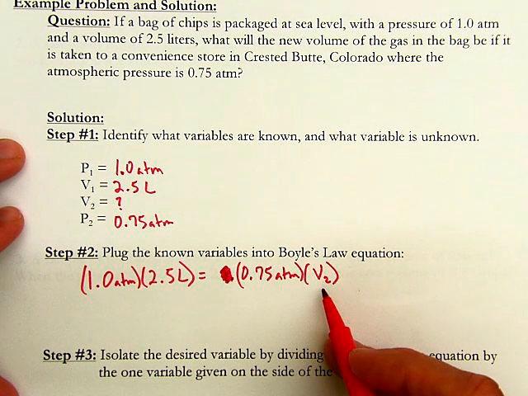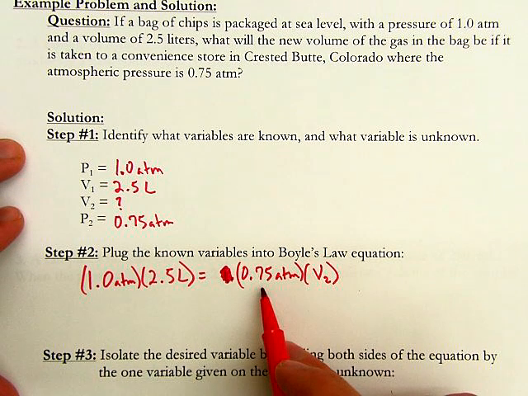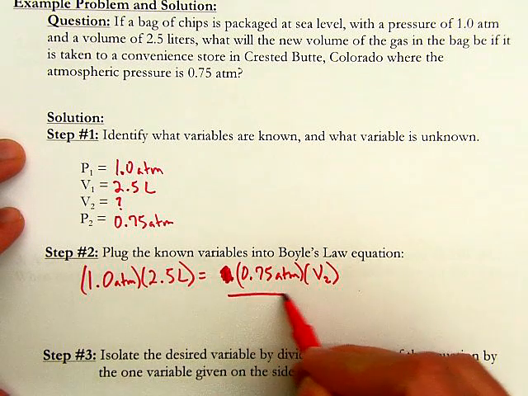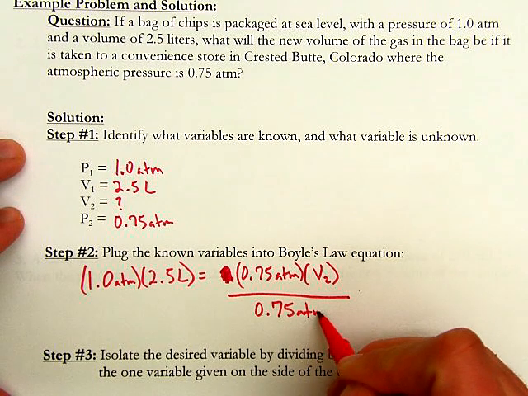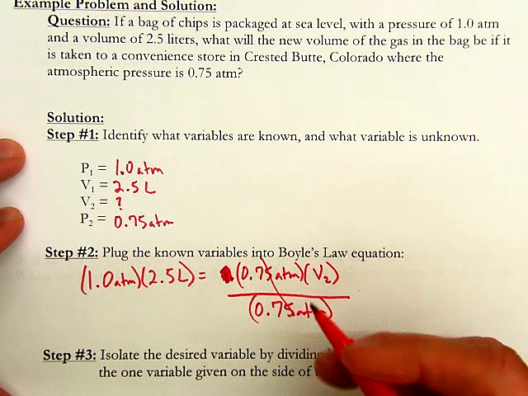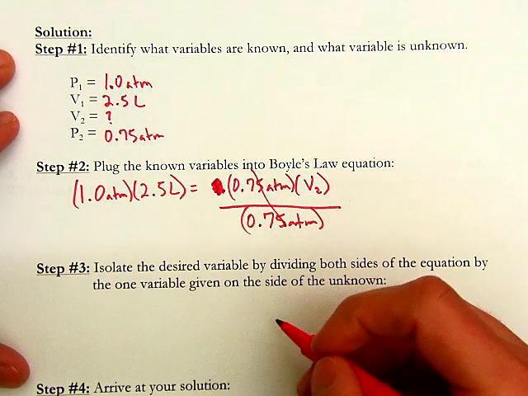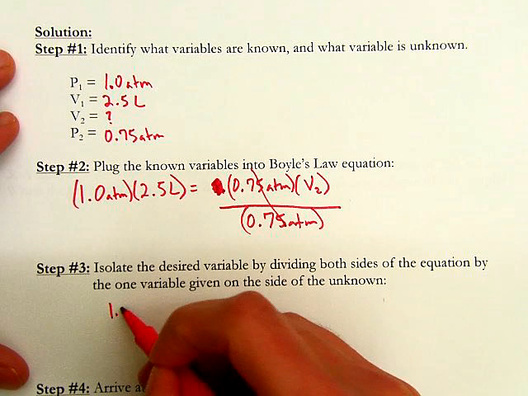In order to solve for V2, as it says in step 3, isolate the desired variable by dividing both sides of the equation by the one variable given on the side of the unknown. So on the unknown, we have P2. So we are going to divide this whole side by the given variable on the side of the unknown. If we do this, it will cancel, and you'll be left with V2 on one side of the equation. So I'll just write that down here.